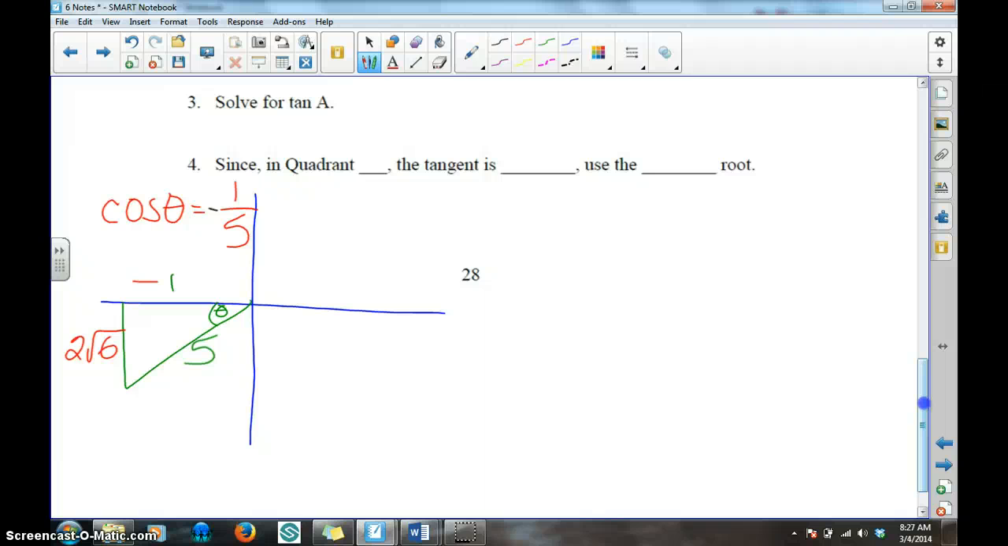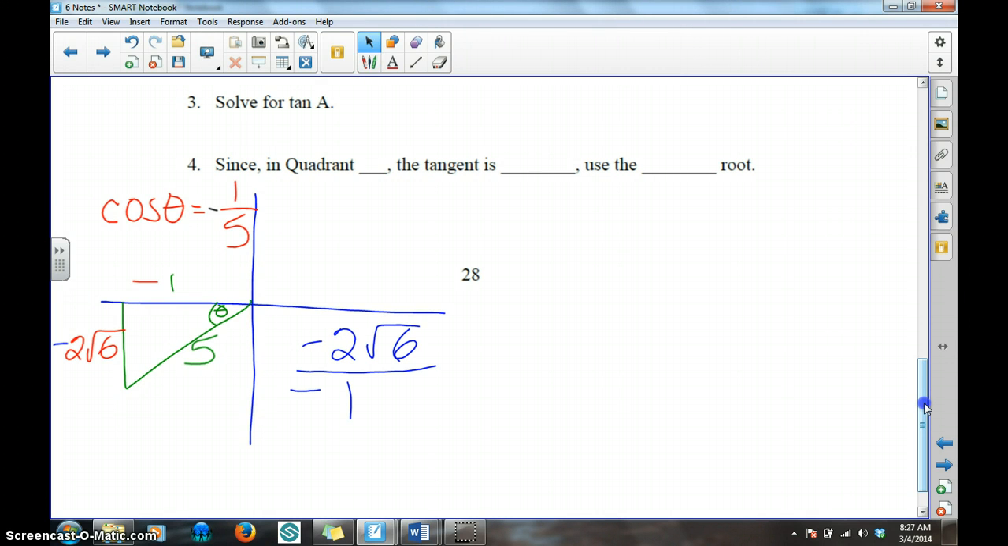That 2 rad 6 needs a little addendum. It's negative because it's going down, and the tangent of this thing would become opposite over adjacent, or positive 2 rad 6. Now that's just a recap of what we've already done. Look familiar?